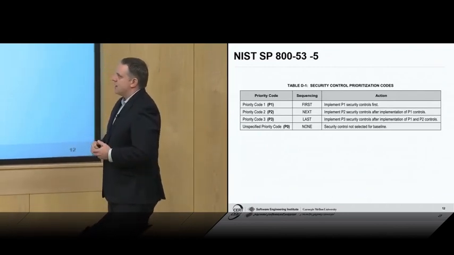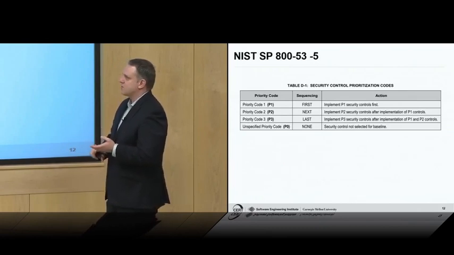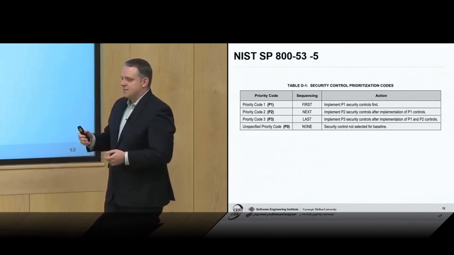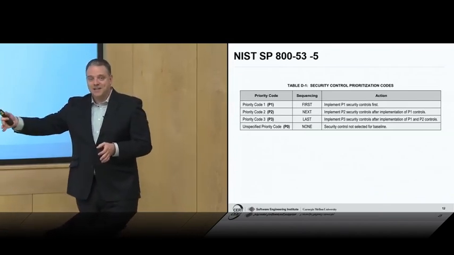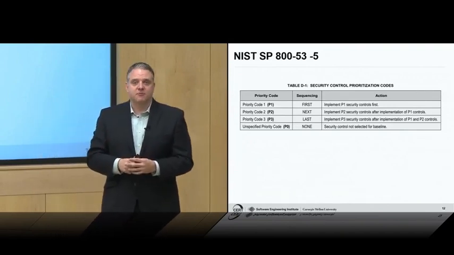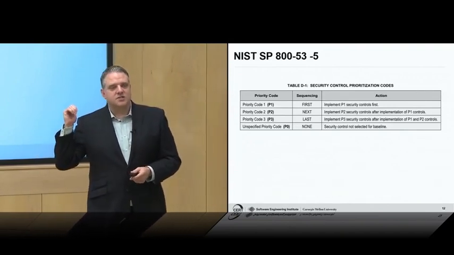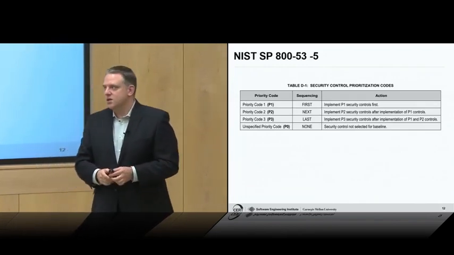And again, a comment on the prioritization, just recognize that it's going to be P1 through P3, which is the order in which you implement it could be first, next, or last. So again, with a list of 200 controls, which ones would you implement first? Look in 800-53, pull up the ones that are listed as P1. Those will be the ones that you implement.